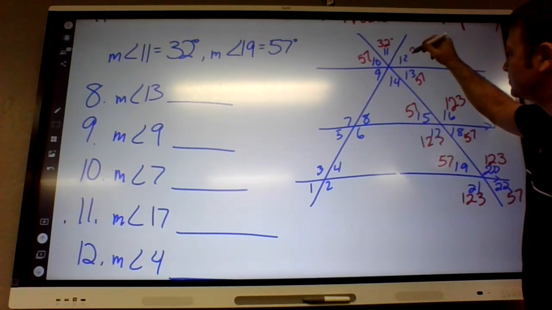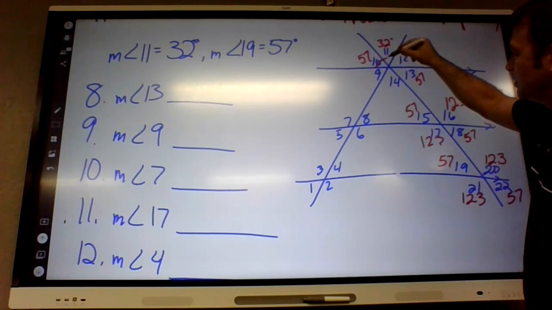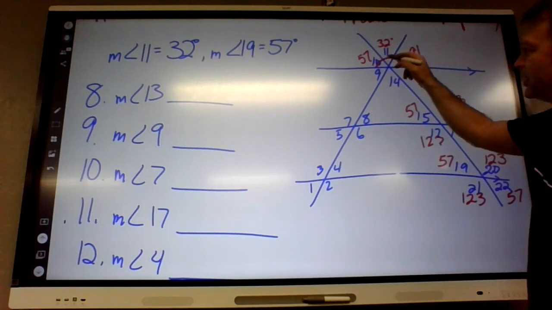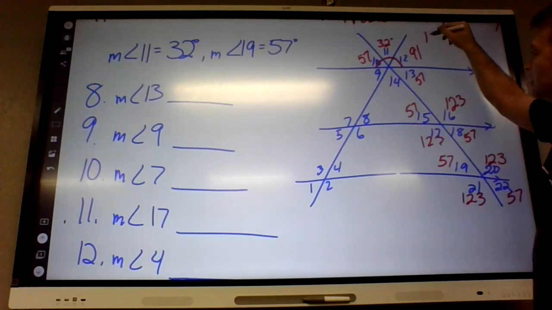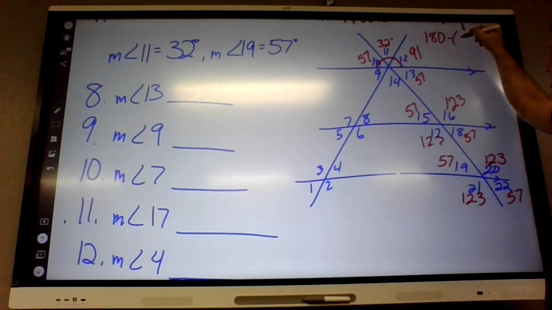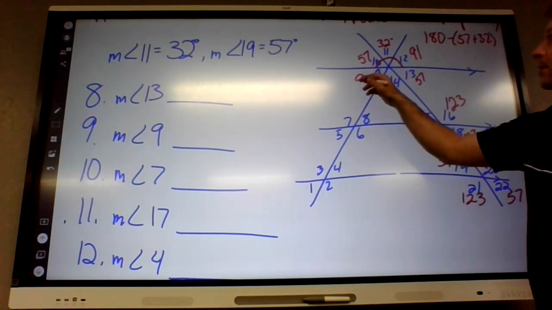Because I added 57 and 32, and I got 89. And then I just subtracted 89 from 180. Okay, yeah, these three angles together make a straight line, so they have to add up to 180. So if you do 180 minus those two together, you'll get angle 12. Angle number 9 is also 91 because of vertical angles.